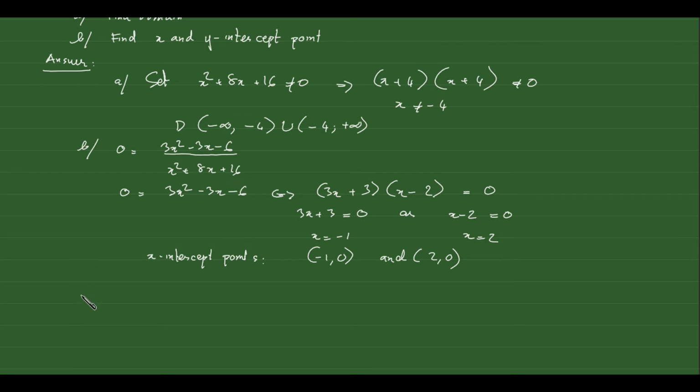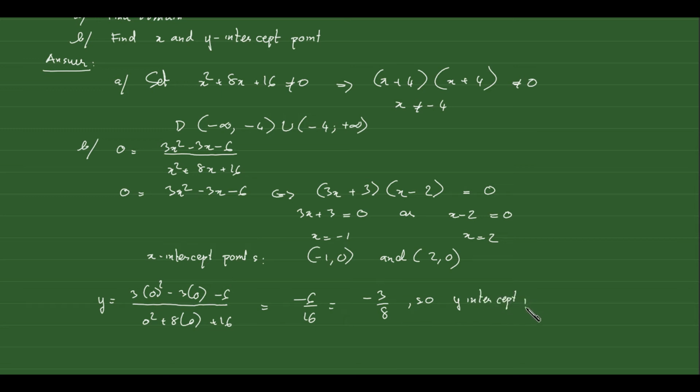How about the y-intercept point? In order to find the y-intercept point, you're going to replace x with 0. So you have 3(0) squared minus 3(0) minus 6 over 16. So you have negative 6 over 16, which is negative 3 over 8. So the y-intercept point will be (0, negative 3/8). Here you go. That's the y-intercept point.